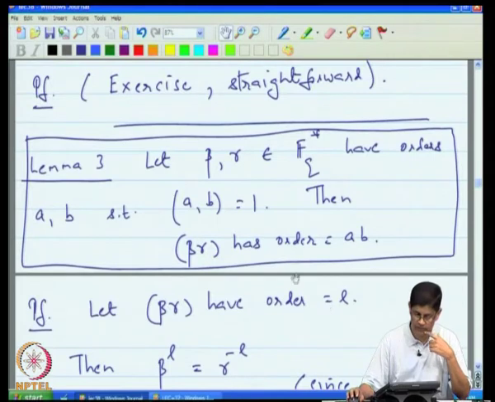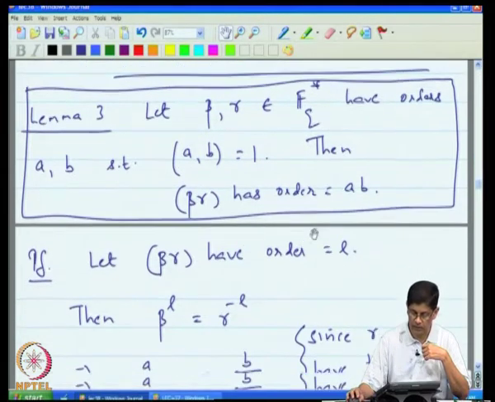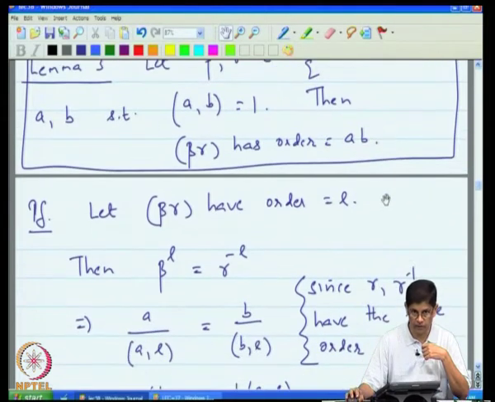Then we come to an interesting lemma which says that if beta and gamma are two non-zero elements in the finite field, and let us say that a is the order of beta and little b is the order of gamma, then if a and b are relatively prime, that is, their greatest common divisor is 1, then beta times gamma has order equal to ab, the product of the orders.